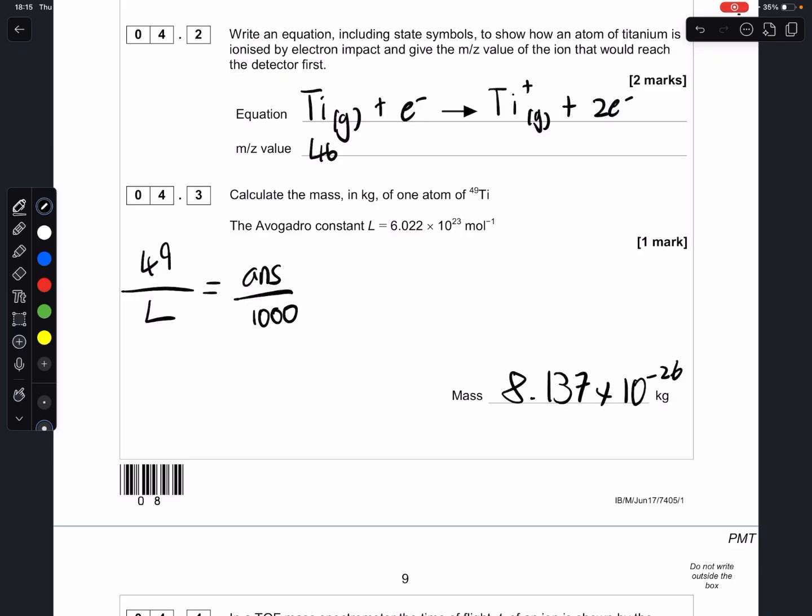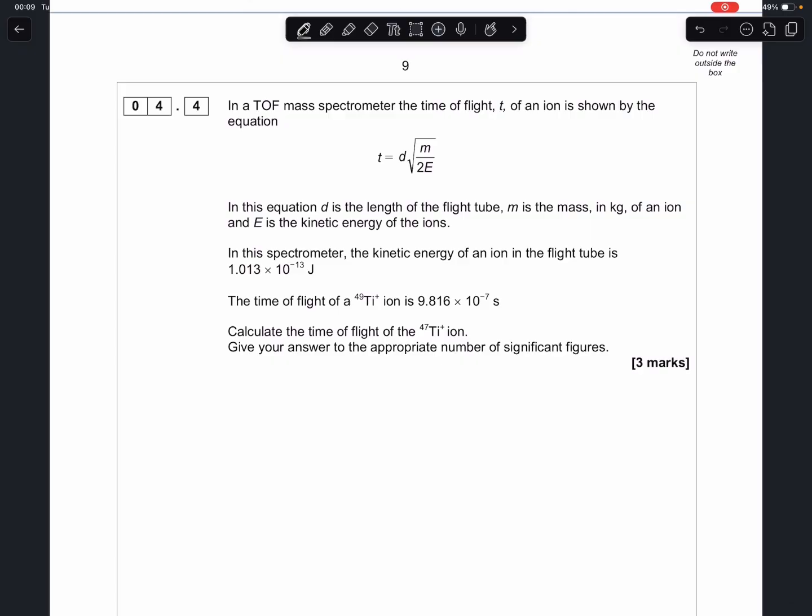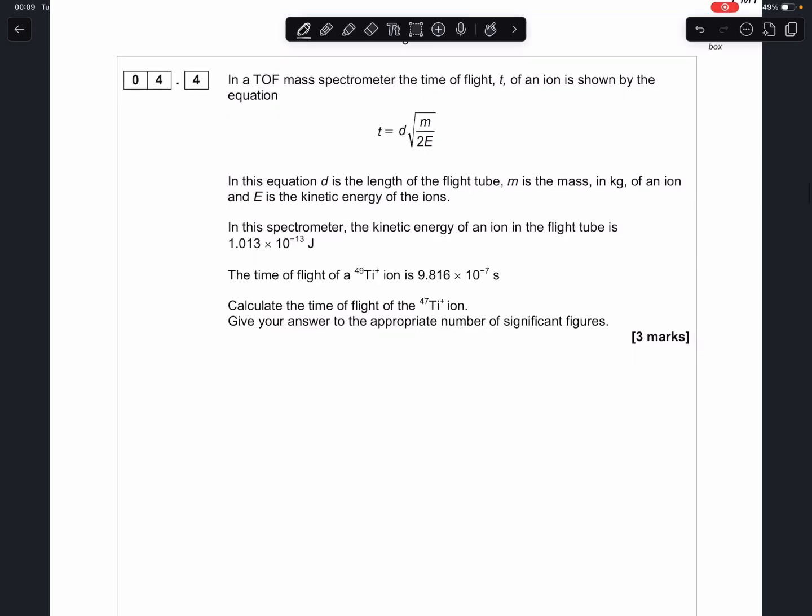There you go. In a time-of-flight mass spectrometer, the time-of-flight T of an ion is shown by the equation T equals d times the square root of m divided by 2E. In this equation, d is the length of the flight tube, m is the mass in kilograms of an ion, and E is the kinetic energy of the ions. In the spectrometer, the kinetic energy of an ion in the flight tube is 1.013 times 10 to the negative 13 joules. The time of flight of a 49Ti+ ion is 9.816 times 10 to the negative 7 seconds. Calculate the time of flight of the 47Ti+ ion and give it to appropriate significant figures.